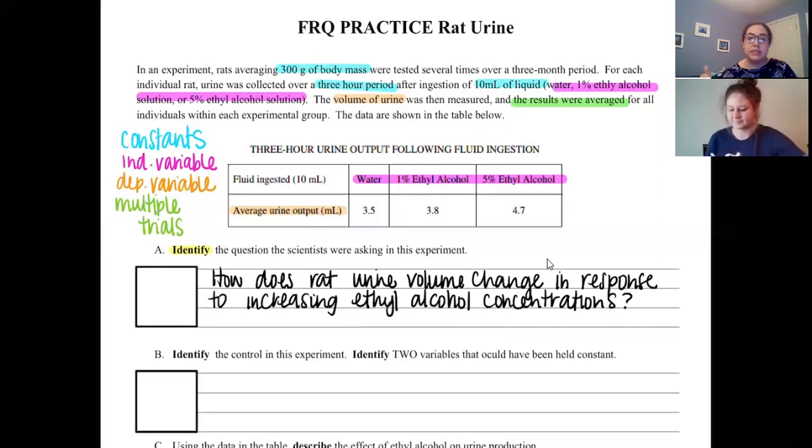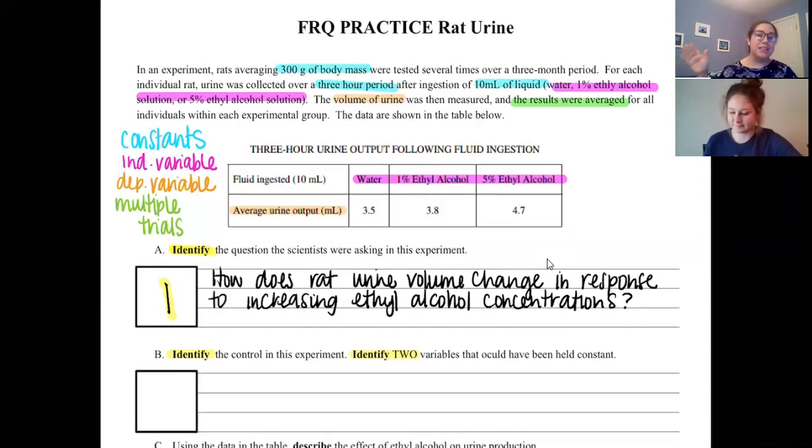On a question like this, because they're asking you to identify, identifies are the easy ones. And they're usually only worth 1 point because you're doing an easy task. They're not asking you to identify multiple questions or multiple things. So whenever they say identify, it's usually worth 1 point unless they tell you otherwise. Kind of like on part B. In part B, you'll see that there's 2 verbs. Identify the control in the experiment and identify 2 variables that could have been held constant.